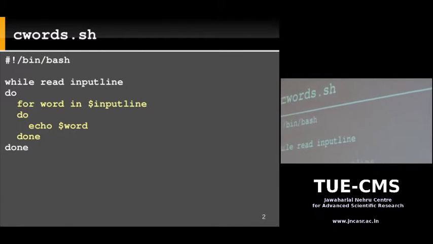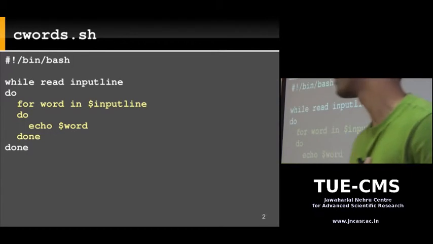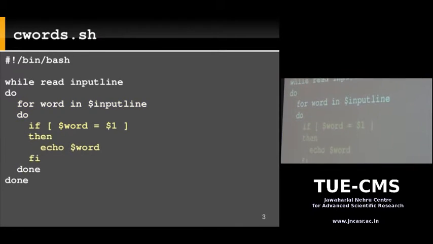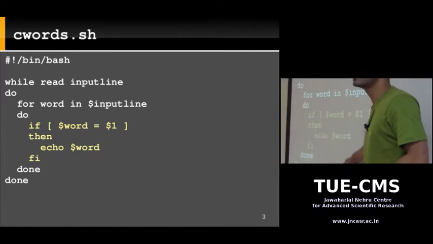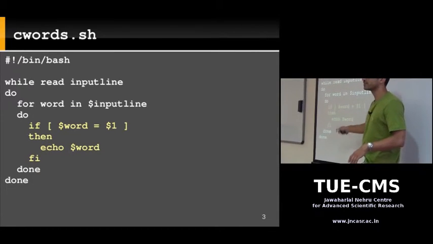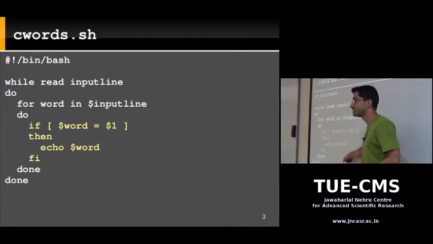So we're done with that. Now we need to do something with each word. You need to check if the word matches the word which you're looking for. Okay, so that's the next stage. Whatever I highlighted here is the new code. Everything else is the same as the previous. I just added these lines.